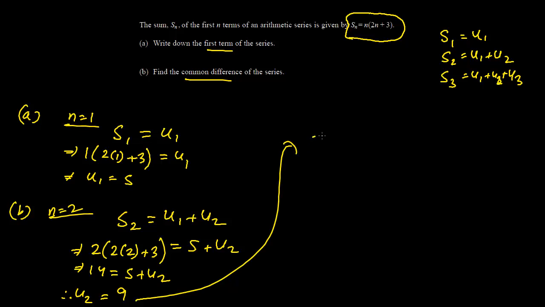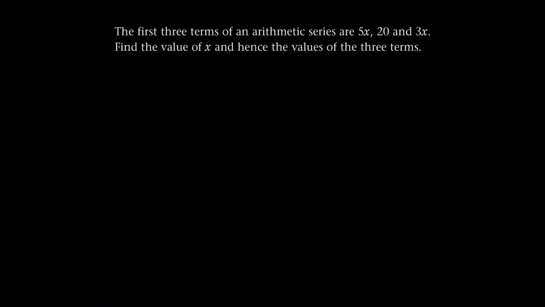Now we have to find the common difference. The common difference is the next term subtract the previous term. So U2 minus U1. U2 is 9 and U1 is 5. So the common difference is going to be 4.